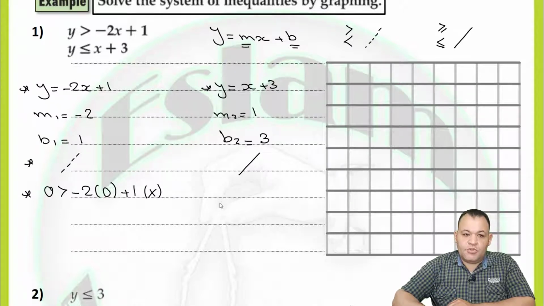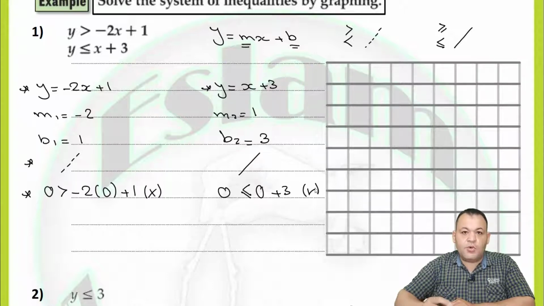Now for inequality number 2, I will use 0 again. Is 0 less than or equal to 0 plus 3? So we have, is 0 less than or equal to 3? Yes. So we'll shade the part which contains the point (0, 0).